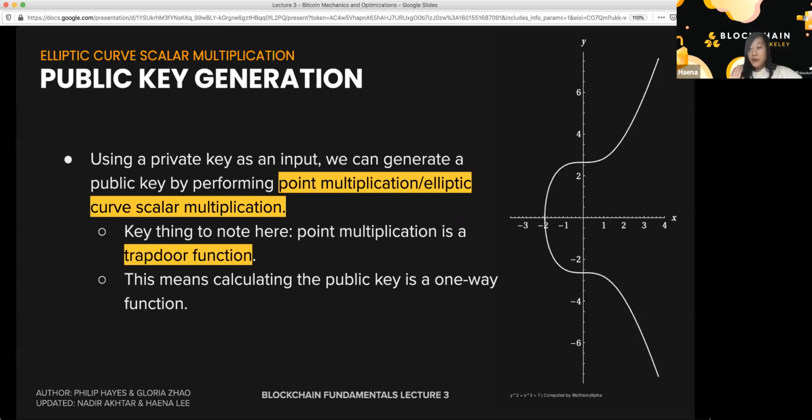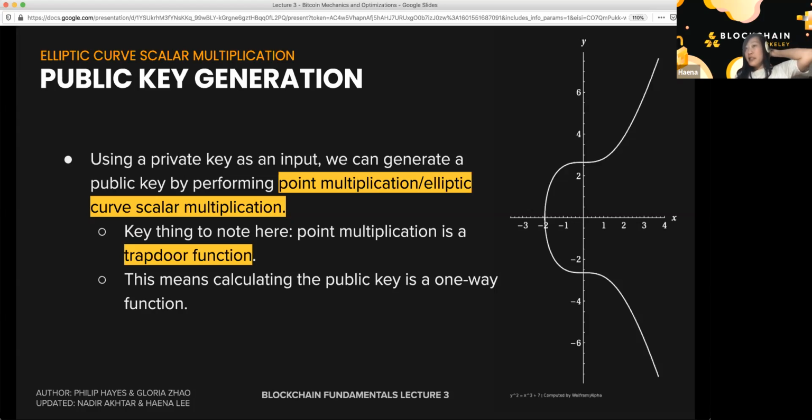Okay, so using a private key as an input, that 256-bit unsigned integer, we can generate a public key by performing point multiplication, also known as elliptic curve scalar multiplication. What point multiplication basically is, is essentially like repeatedly adding a point onto itself. But we're not going to go into the more granular math behind that, because we consider it out of scope for this lecture.